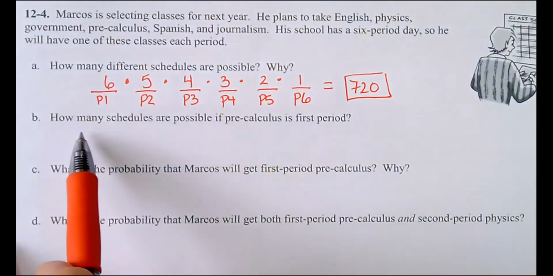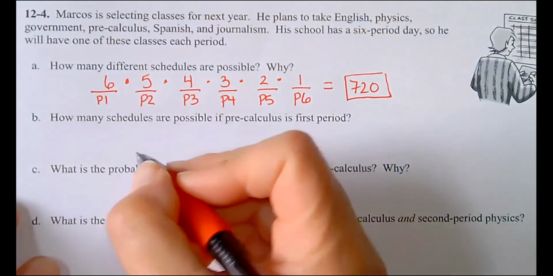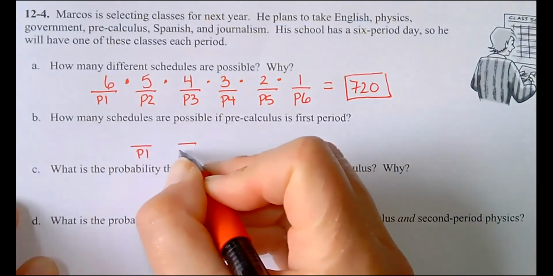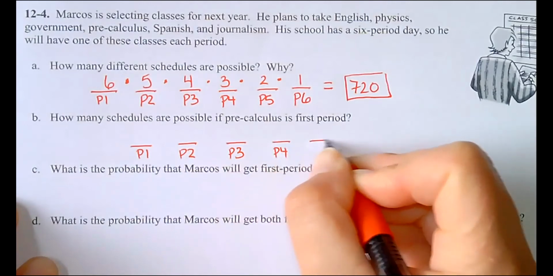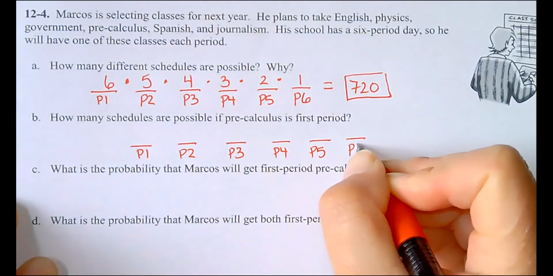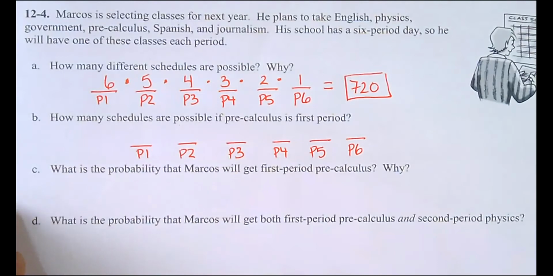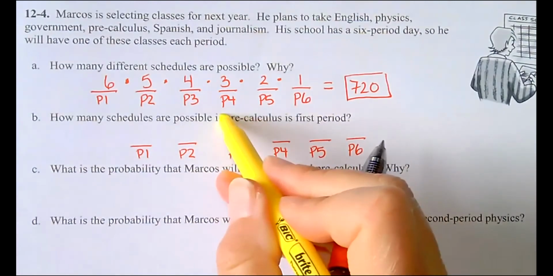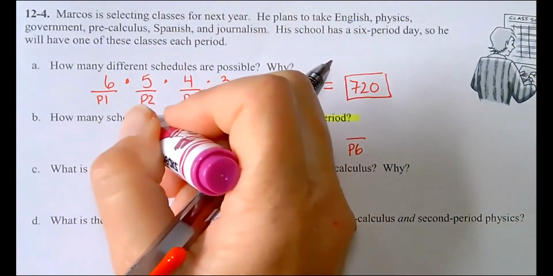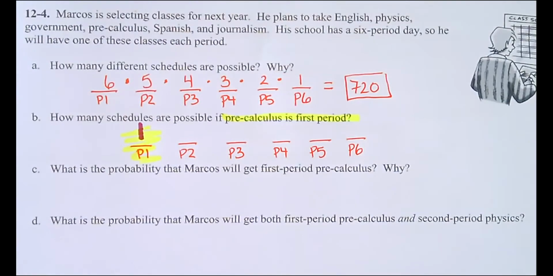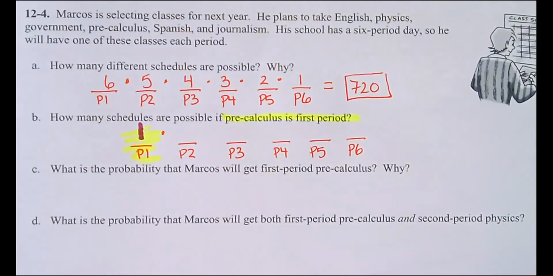So now, in the next one, it says, how many schedules are possible if pre-calculus is first period? So in this case, I'm going to set it up like I did above. So again, I've got my 6 periods. Now, how many schedules are possible if pre-calc is period 1? So we know that pre-calc is period 1. So in this case, we know he's going to have one way for that to happen. There's only one way to get pre-calc period 1.